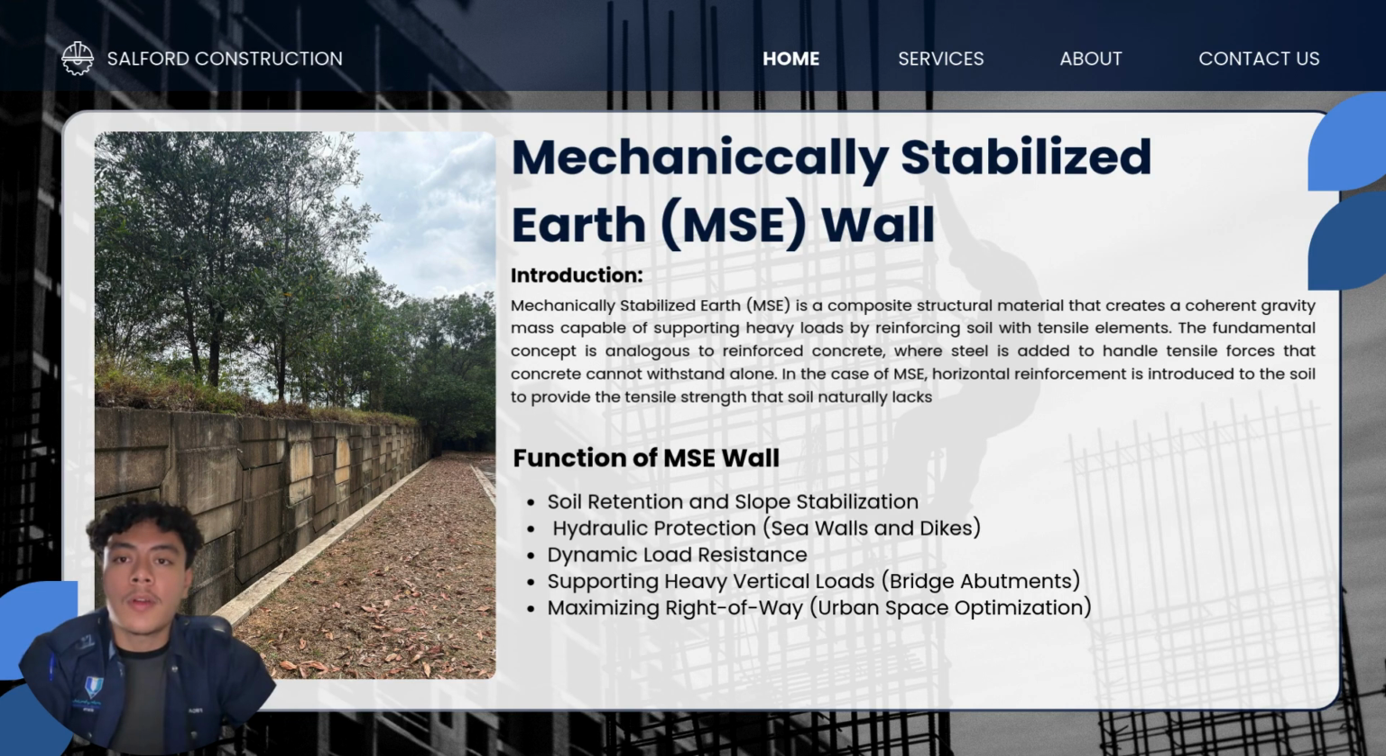An MSE wall is a type of composite earth structure used primarily for soil retention and load support, instead of relying solely on the mass of a concrete structure like a gravity wall or cantilever footing to hold back the soil. An MSE wall also reinforces the soil itself to make it more stable.